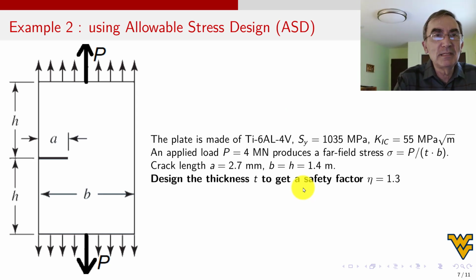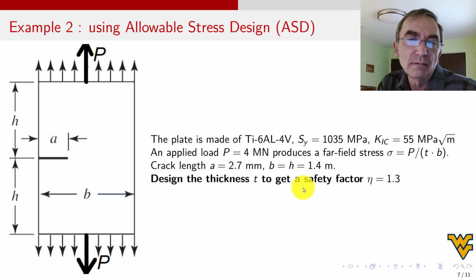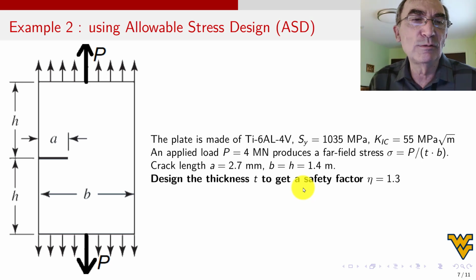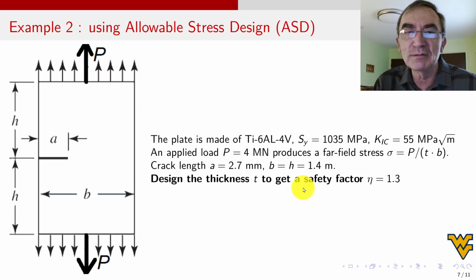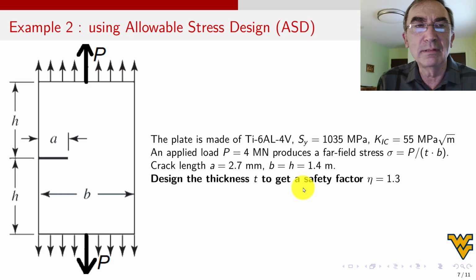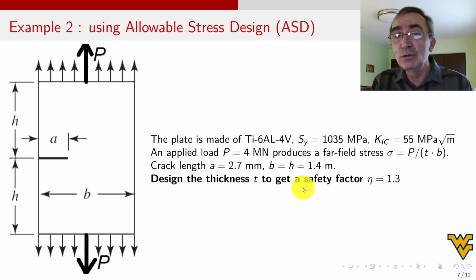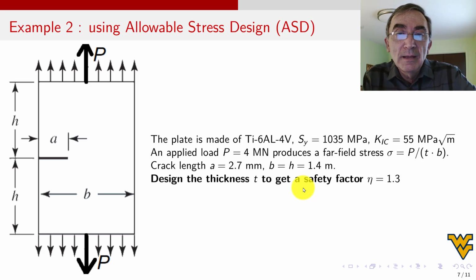So in this example, I'm going to introduce allowable stress design, ASD, okay? Because it makes it easier to do the example and also because you need to know about it, all right? So this is a design example, it's not an analysis. They say, okay, the plate is made of titanium 6Al4V, which means 6% aluminum, 4 vanadium, the rest is titanium. This is the most common titanium alloy that is used for everything.